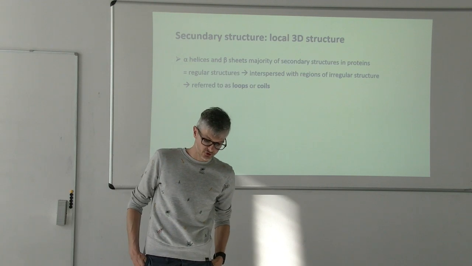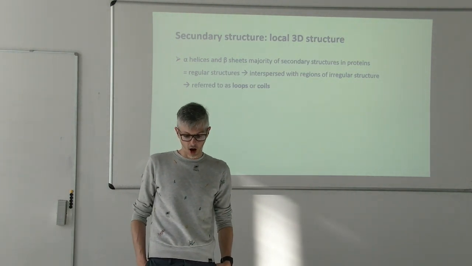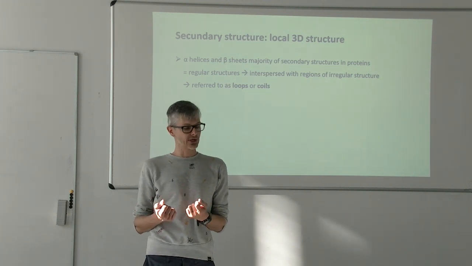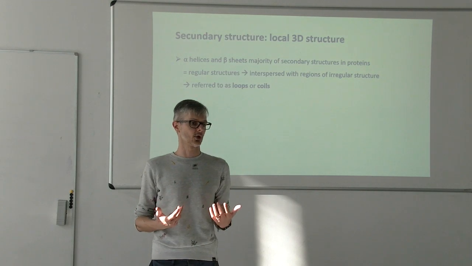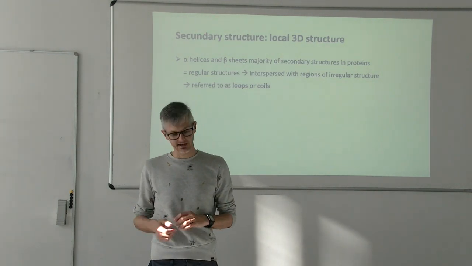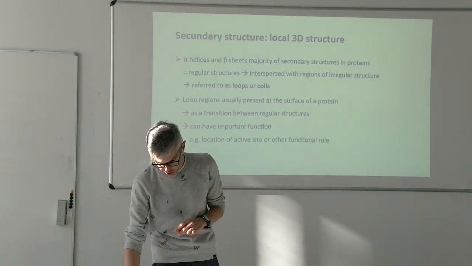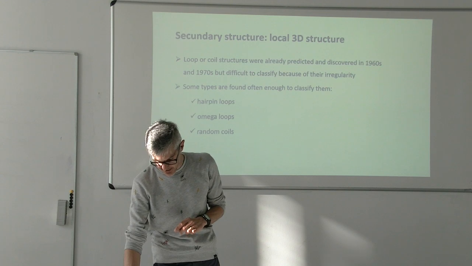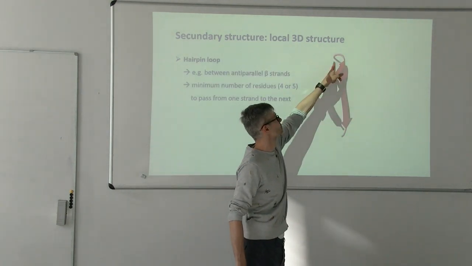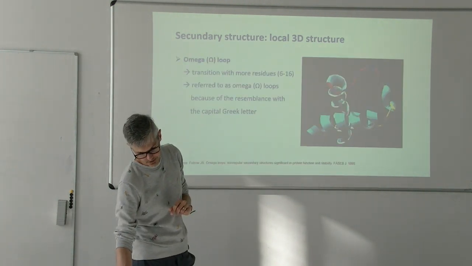And actually the third local structure you can have on the secondary level: of course, you have to connect all of these helices and these strands. How do we connect these? With loops or coils. These can be subdivided or subclassified based on the length of the loop. For example, the shortest one is of course the hairpin loop, shown here. Here you have two strands with a short hairpin loop, typically 4 to 5 residues.